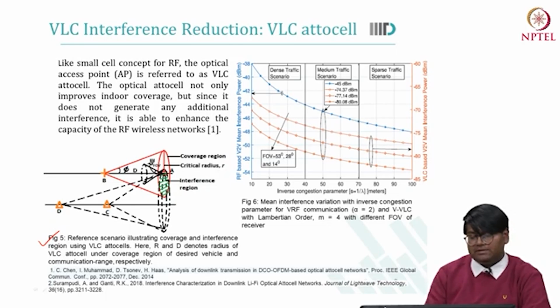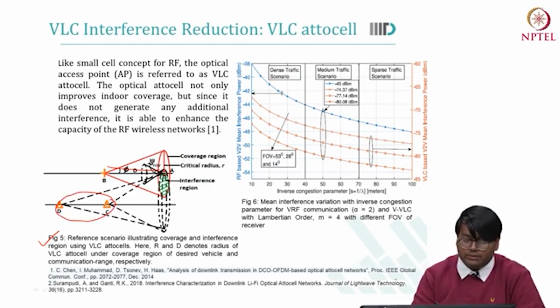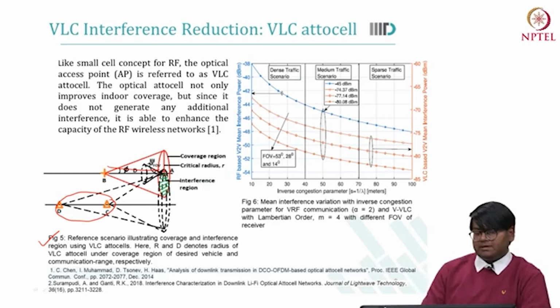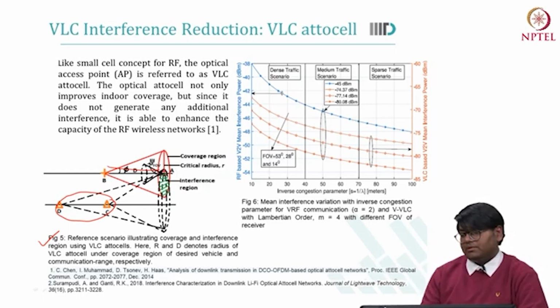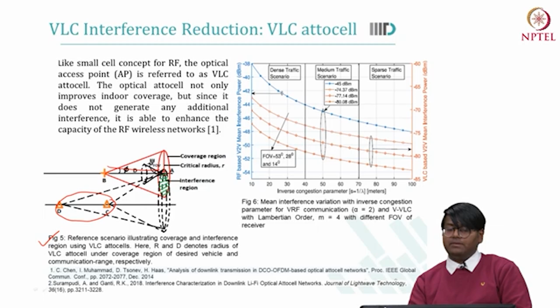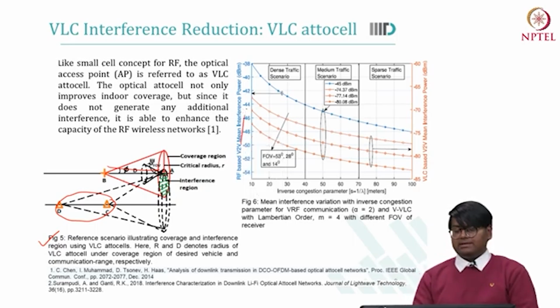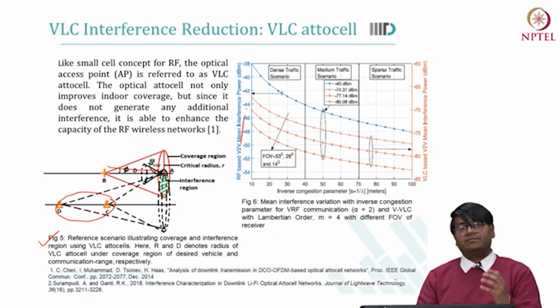So, this is our desired communication link and these are my interferers. We can minimize the impact of interference by reducing the FOV of the receiver. This can also be visualized in the form of results. On the right hand side we have the VLC based mean interference power, and on the left hand side we have the RF based mean interference power. We can easily see the impact of reducing the FOV on the performance of this vehicular visible light communication.